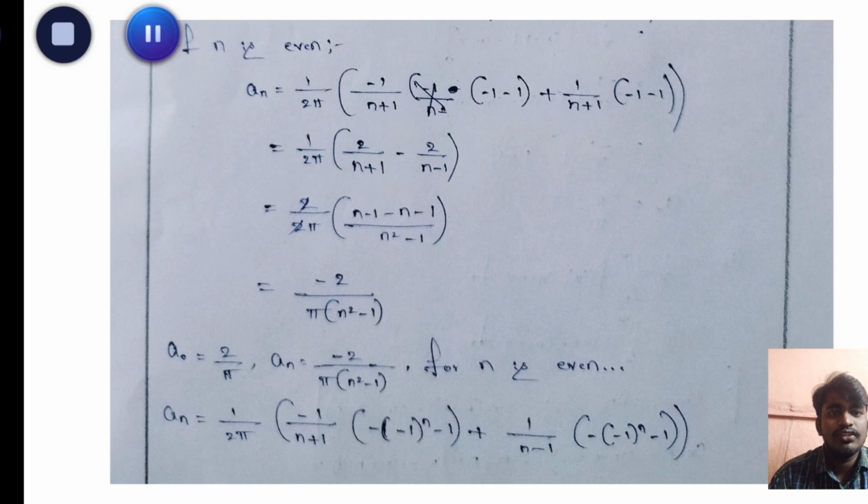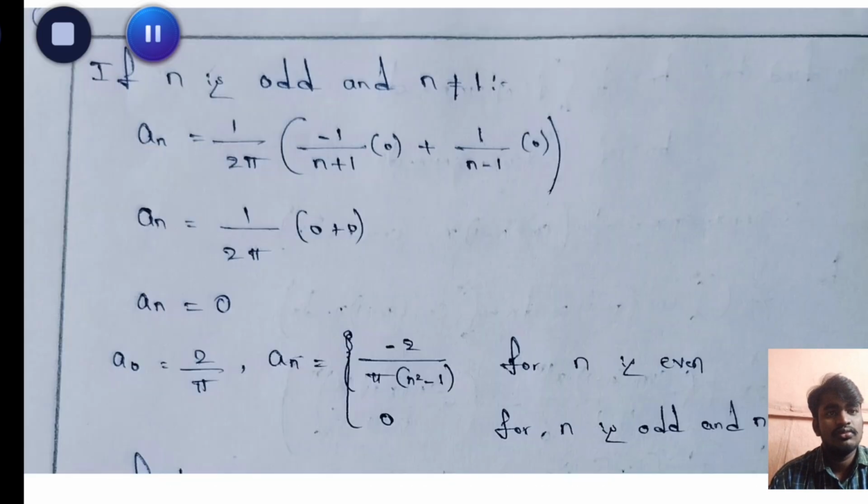We are substituting in equation 1: an equals 1 by 2 pi into minus 1 by n plus 1 into minus of (minus 1) whole power n minus 1, plus 1 by n minus 1 into minus of (minus 1) whole power n minus 1.